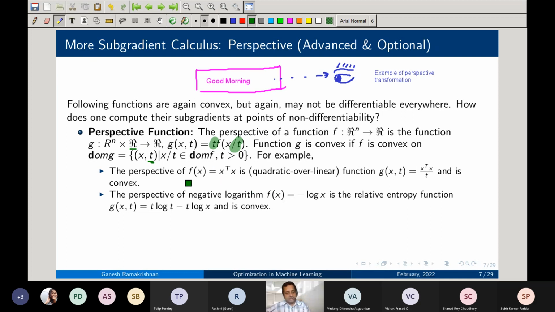Now example is if you have f(x) as x transpose x, its perspective is x transpose x by t and it's convex. Okay, so likewise the perspective of negative logarithm is called the relative entropy function, and t log t minus t log x is also convex. Now, it's related to what we also know as cross entropy.